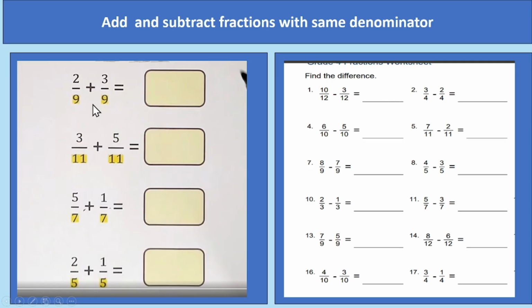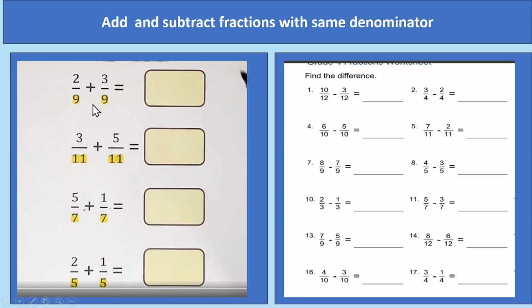Another example, we have 3 elevenths plus 5 elevenths. So we will add 3 plus 5 and put it in the numerator, and the denominator will be 11 as it is. Excellent. I will leave this for you.